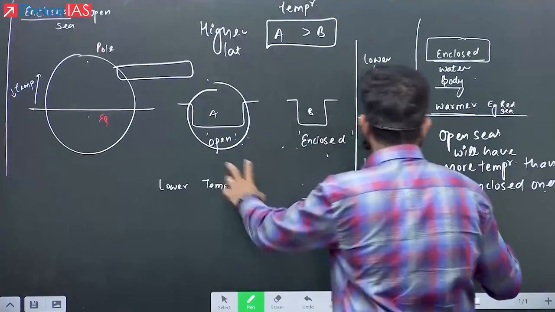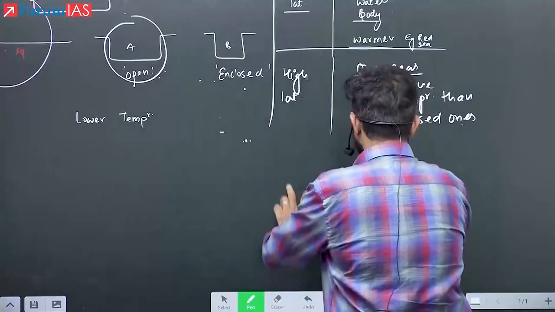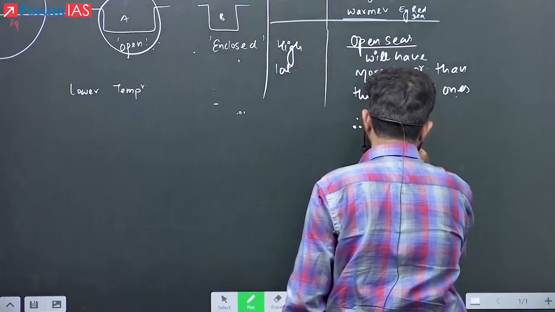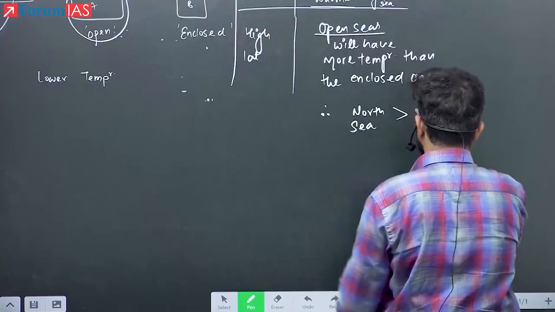So the second example here, open sea, you can write here. Therefore, in the North Sea, temperature would be more than Baltic.